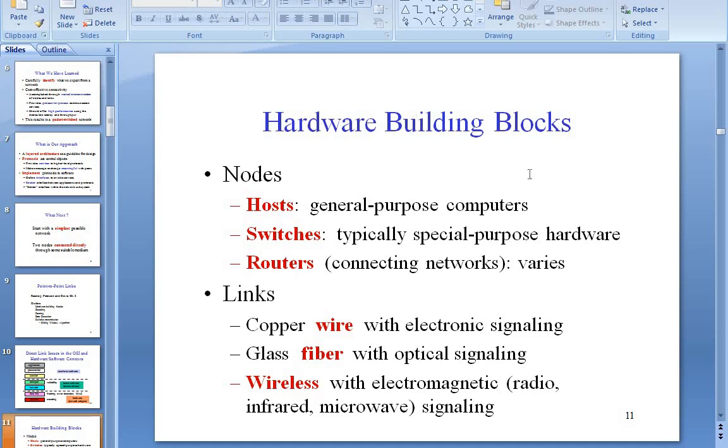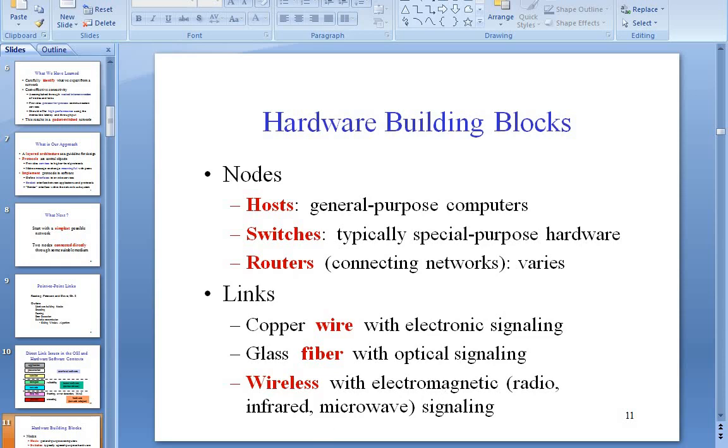Then in the hardware building blocks we have links. In links we have a variety of links. It may be a guided medium or unguided medium. In guided medium we have links that are connected through some physical wires like copper wires, UTP cables, and glass fibers. In wireless we also have a variety of possibilities, like we can connect through radio, infrared, microwave, and even satellite.